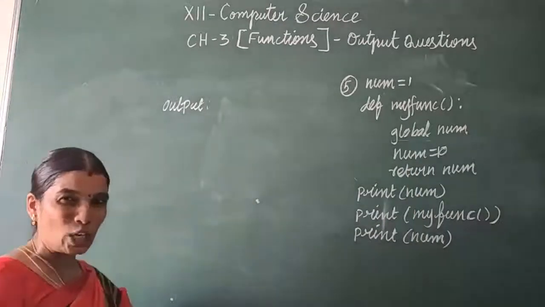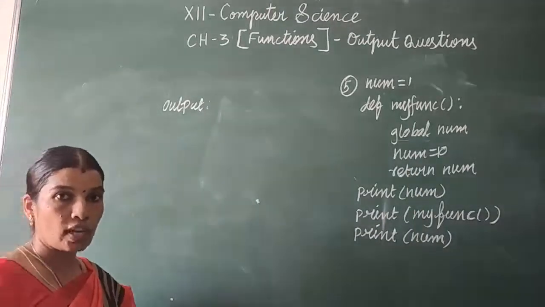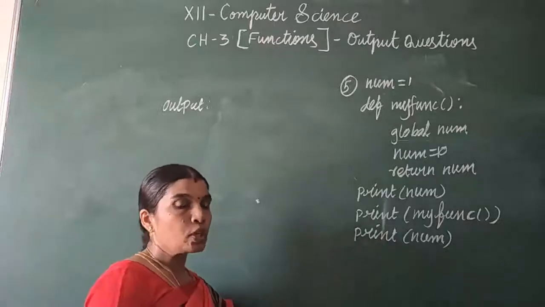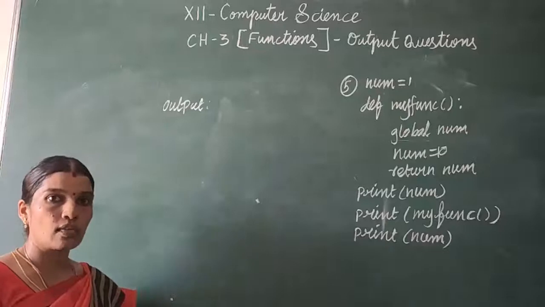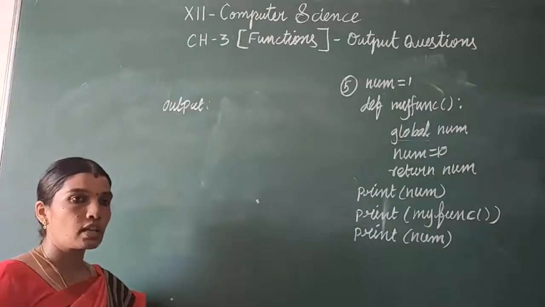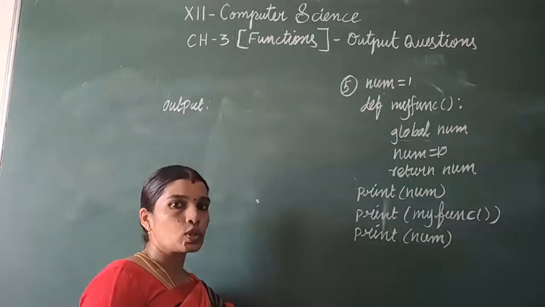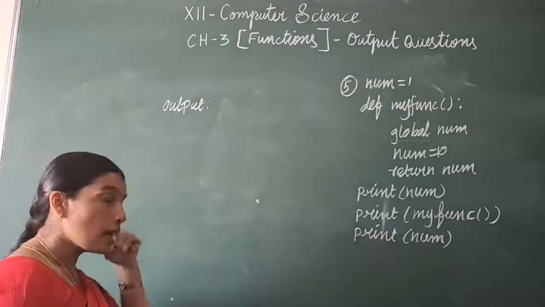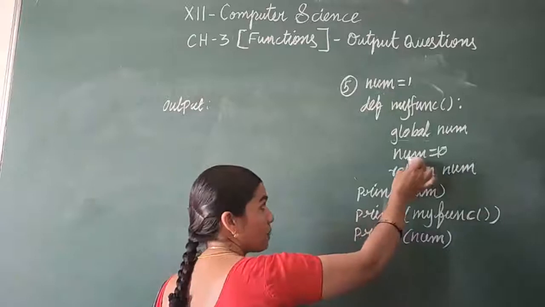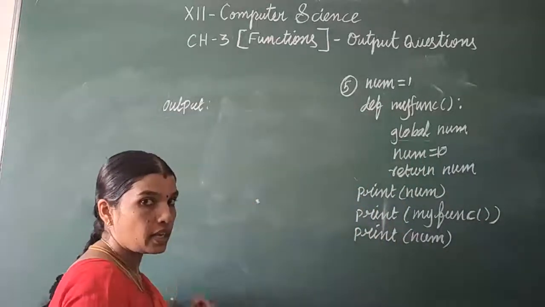But it's not good to use the global variable inside the function. Inside the function, it is better to use the local variable. Outside the function, it is good to use the global variable. But here, num is equal to 10. This num acts as a global variable.